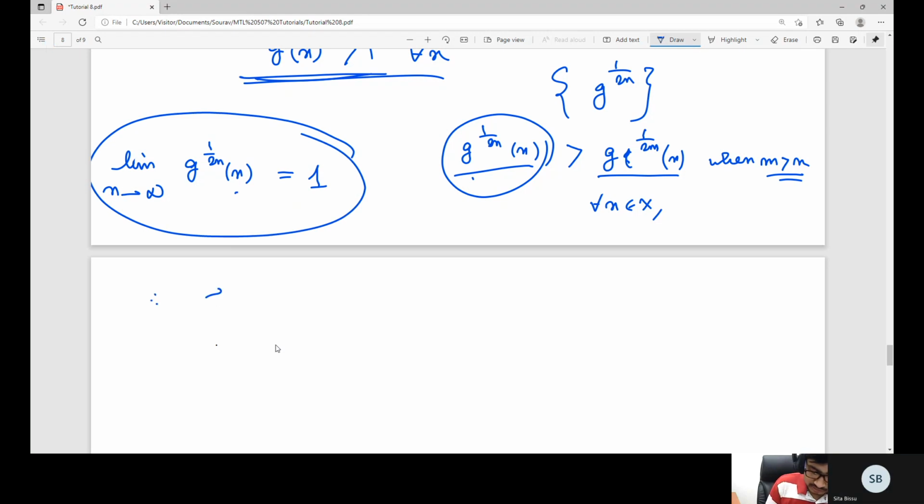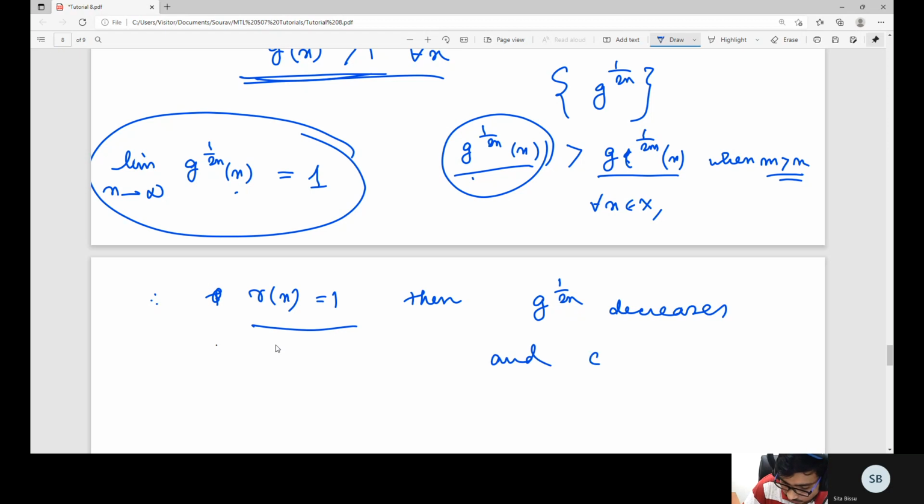Therefore, if we consider, say, the constant function 1, then we can say that g to the power 1 by 2^n is a decreasing sequence and converges to 1 pointwise.